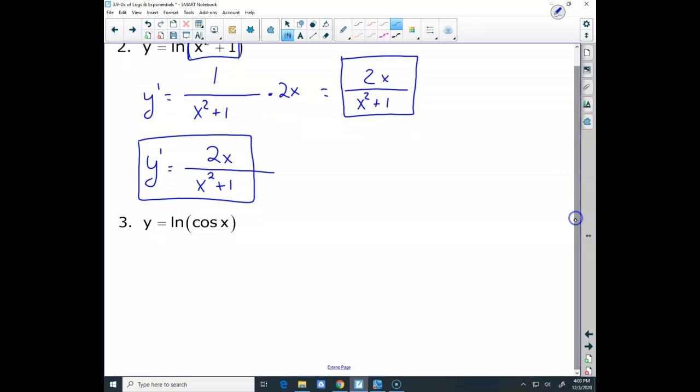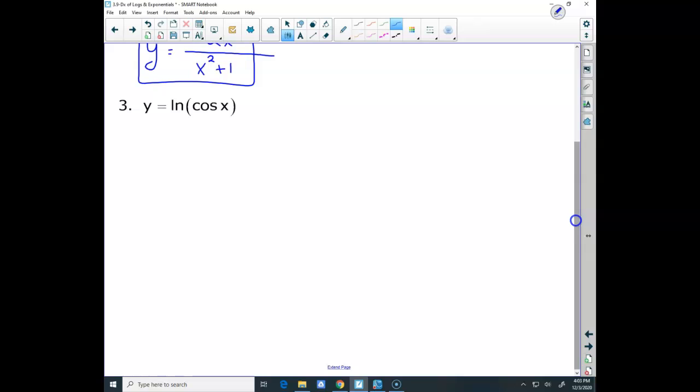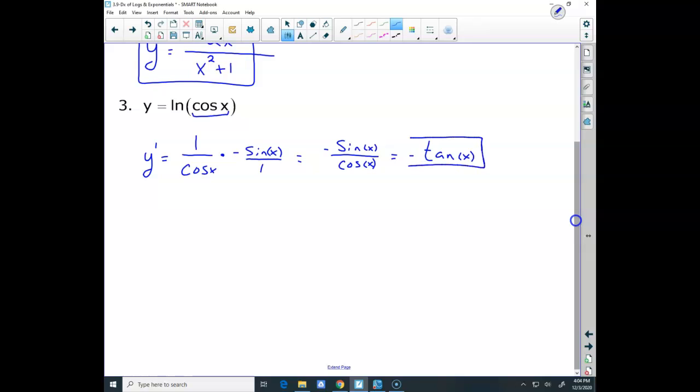Well, how about the ln of the cosine x? Well, as I'm moving along, okay, thinking of the same thing. Y prime equals, if I went the other way, it's 1 over cosine x times the derivative of that cosine x. Hey, that's a negative sine x, which is over 1. So that really equals negative sine x over cosine x. And there's a much simpler way to write a sine over a cosine. That would be a negative tangent x. That would be the derivative of the ln of cosine x.